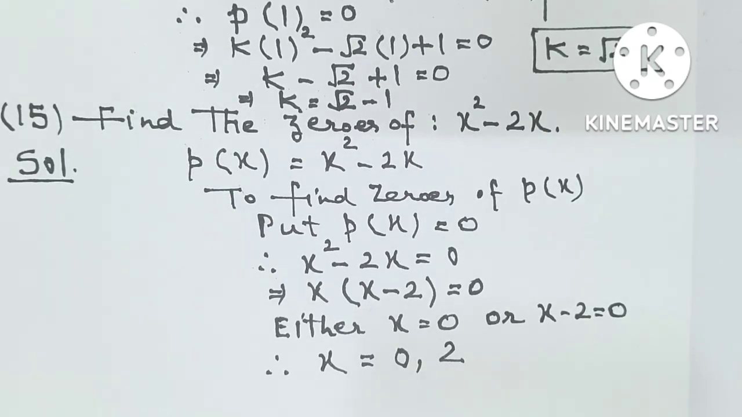So this was the solution of all 15 questions which are of 1 marker of different types of polynomials. Hope you have understood all the solutions explained.